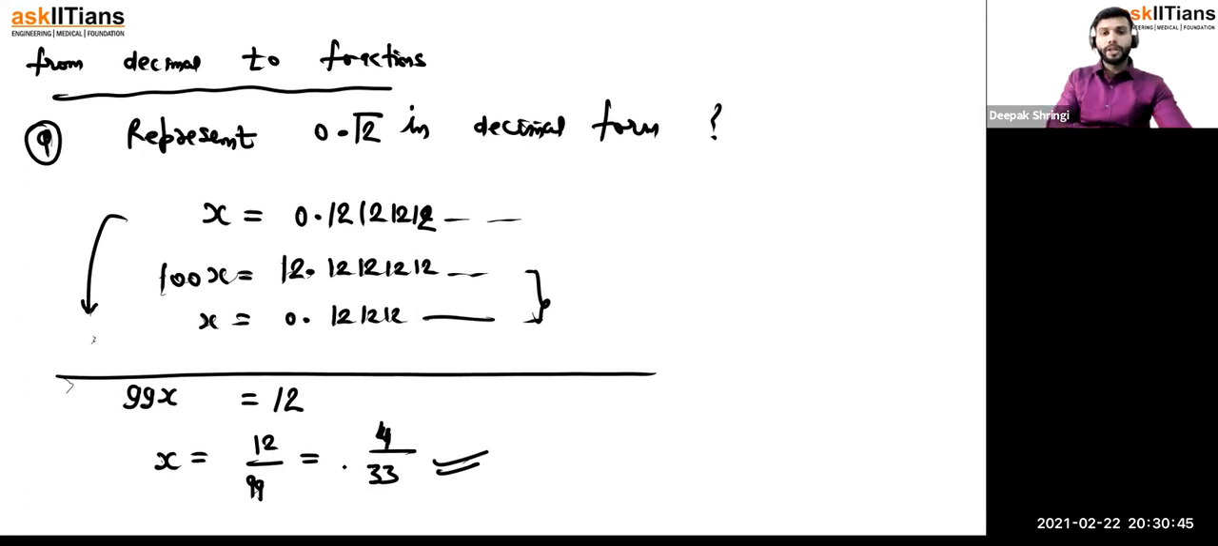So what is the process over here? An important point in the process was that first of all, you have to multiply by the number of digits that are in the repetition after the decimal. Okay, and after that it's simple, right?